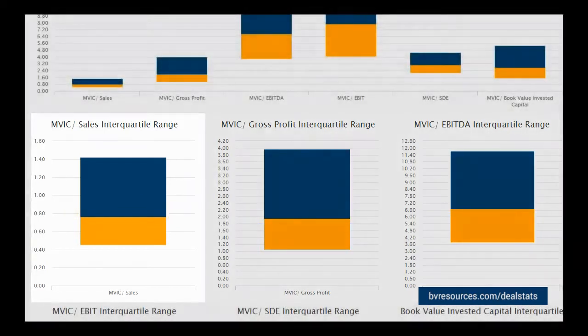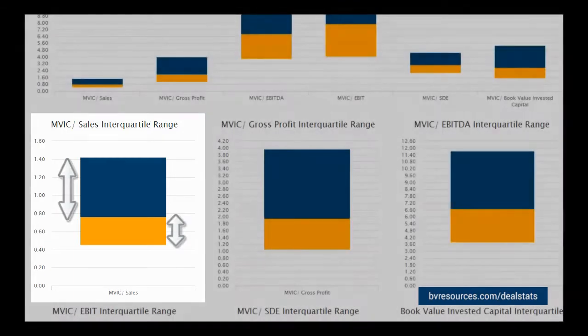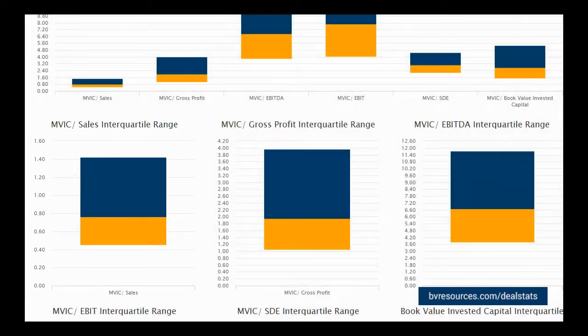Looking at an example, MVIC to sales, we can see that there is less of a difference between the multiples that are found between the 25th percentile and the median than there is between the median and the 75th percentile. If the interquartile range is large, it means that the middle 50% of observations are spaced wide apart, and if the interquartile range is narrow, it means that the middle 50% of observations are spaced close together.